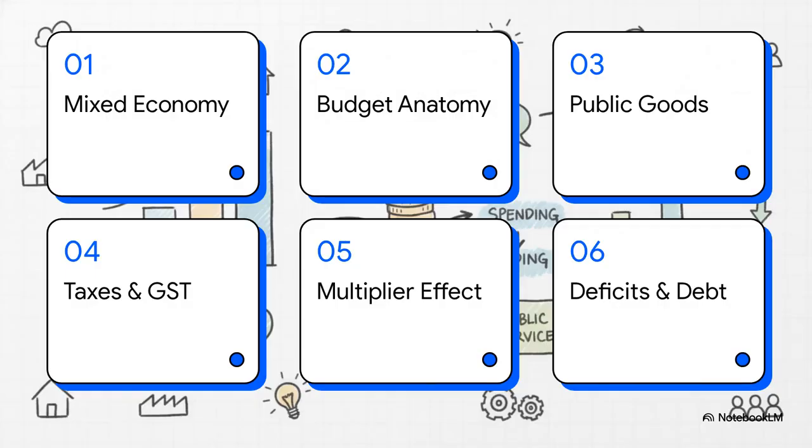All right, here's our roadmap. We are covering the state of the mixed economy, the anatomy of the budget, providing for the public, taxes and the GST, the multiplier effect, and finally, deficits, debt, and balance.